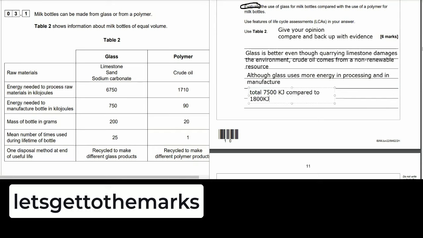If we add the 750 to the 750 for glass, when compared to only 1,800 kilojoules for the polymer, it's 4.16 times more energy used for glass.